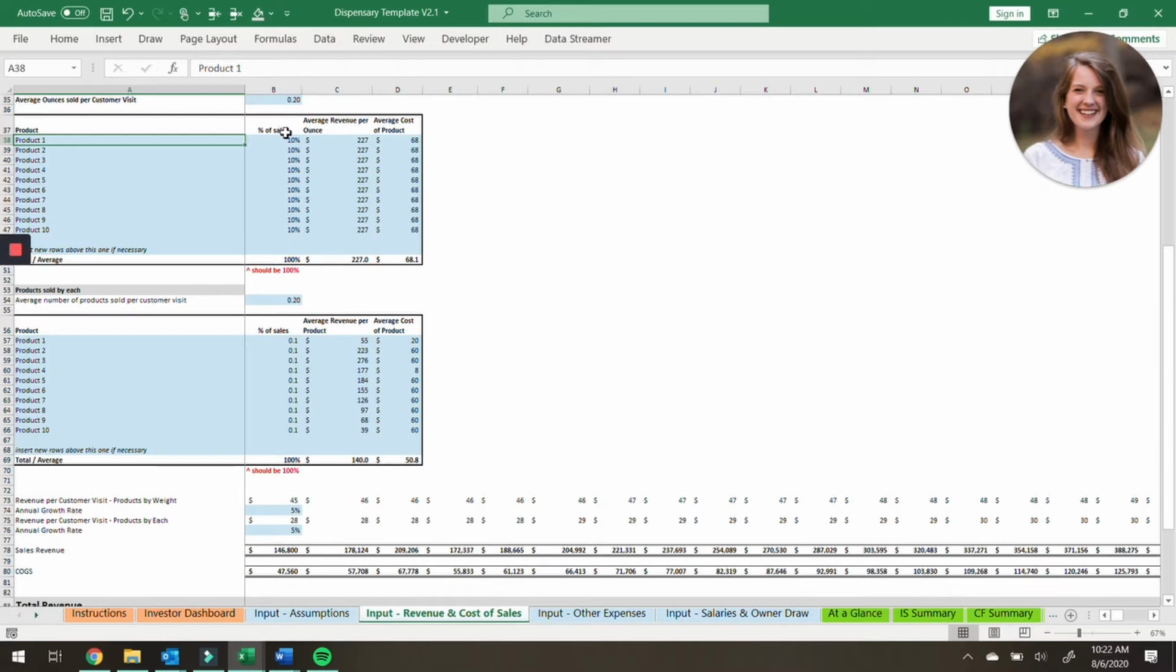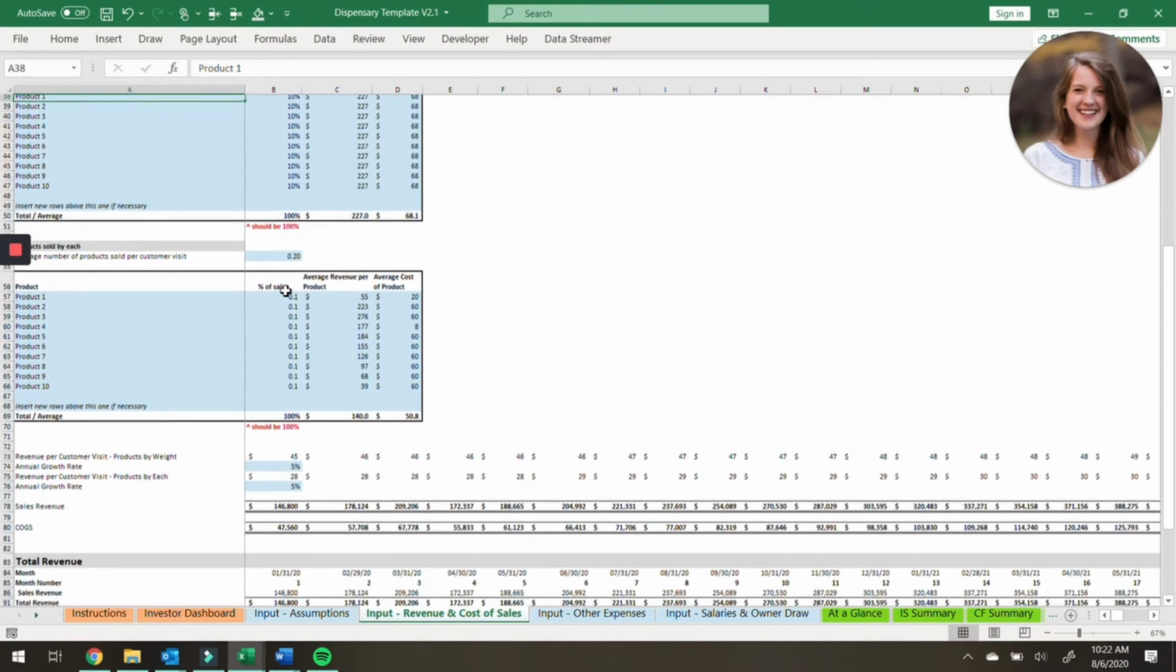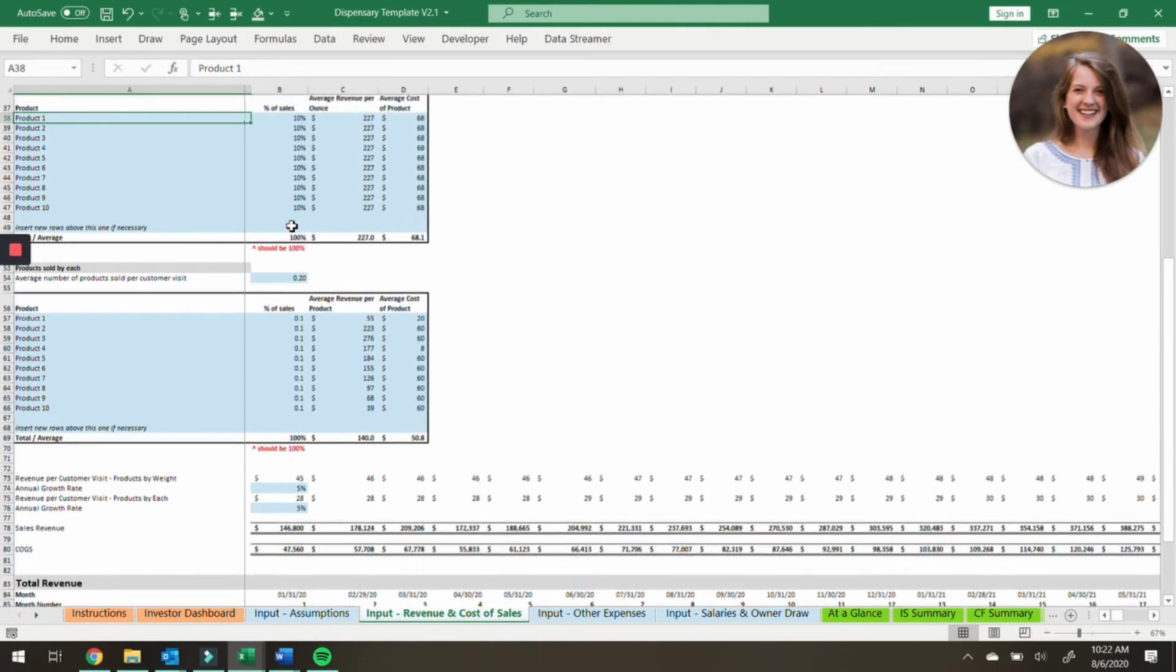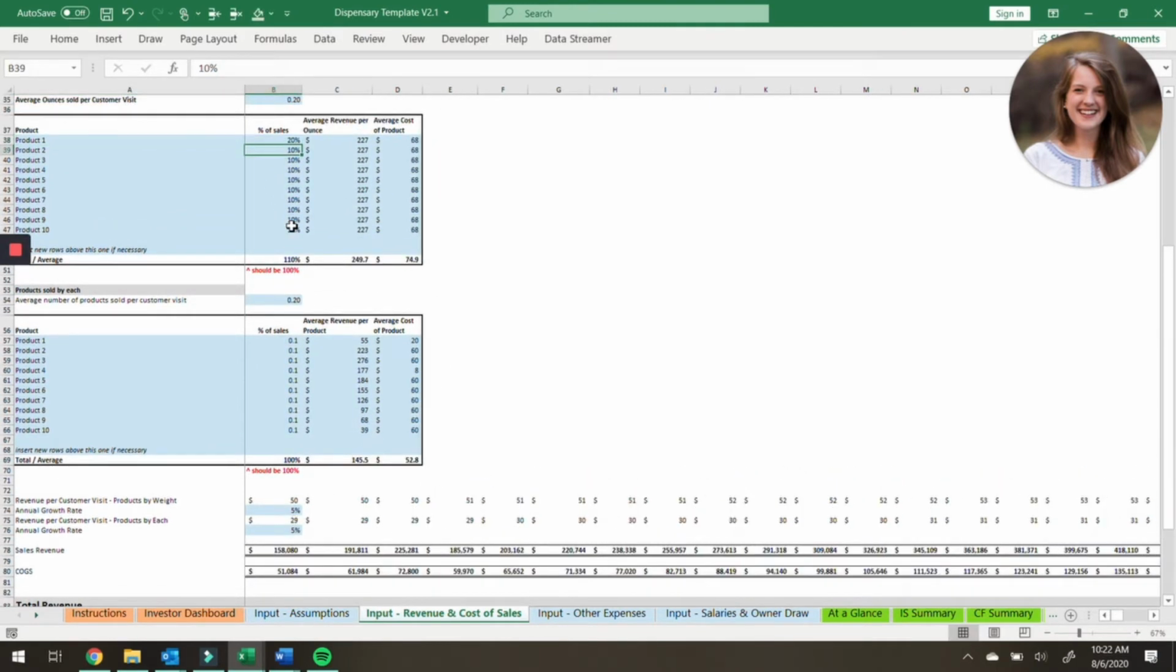You'll note here percentage of sales can be divided out over the different products that you enter. You'll want the total to be 100% though. So if product 1 is actually responsible for 20% of your sales, then it's important that you average out the other products so that you have 100% down here. Otherwise, you're going to be overcounting your sales. Look at the average revenue per ounce for these per ounce products, and then also the average cost of product per ounce. So that is going to help us calculate our cost of goods sold at the bottom.